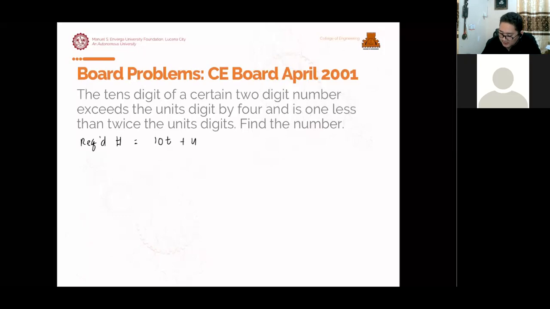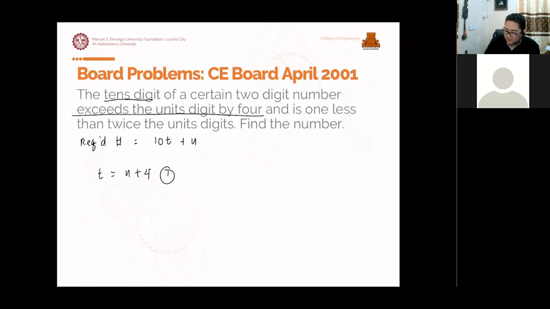Na ang given sa kanya, yung tens digit daw ng two-digit number natin exceeds the unit digit by 4. So, yun yung una natin. The tens digit exceeds the unit digit by 4. So, yun yung isang condition natin. Ayan yung ibig sabihin nyo, yung equation number 1 natin.